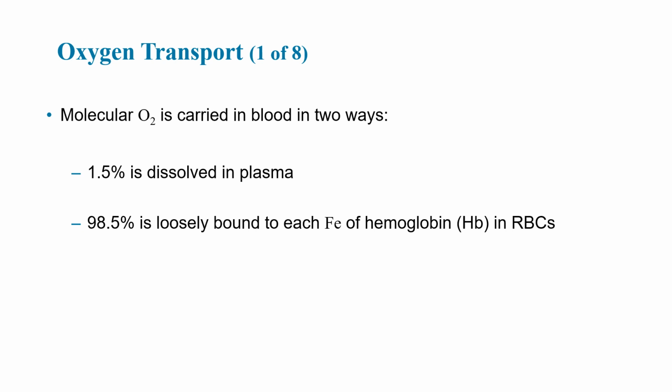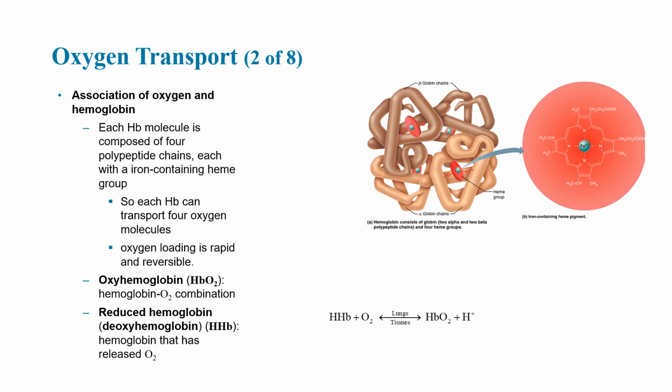Oxygen is carried in the blood in two ways. 1.5% is dissolved in the plasma. As you can see, this is a very small fraction. 98.5% is bound to the hemoglobin, which is present in the RBCs. In the hemoglobin, it is bound to the iron. The heme in the hemoglobin contains the iron, and that iron binds oxygen. This is how 98.5% of oxygen is carried in the blood.